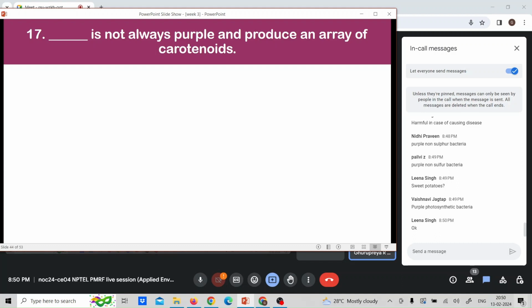Okay, yeah. Purple non-sulfur bacteria, basically it is a photoheterotroph. If you had said photoheterotroph, it's partially right. But purple non-sulfur bacteria is the exact right answer. It's not always purple and produces an array of carotenoids. It's basically a question that tests your memory, nothing else. You would have obviously been confused between purple sulfur bacteria and purple non-sulfur bacteria, right? If you have seen the lecture videos, you would have known this, okay?